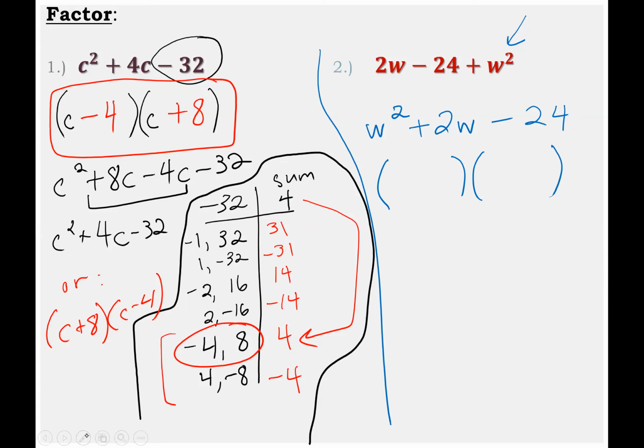Okay, last time we were able to start with C at the beginning of each of our parentheses. This time it'll be W. W times W is W squared. This time we need our last 2 numbers to have a product of -24 and a sum of 2. Okay, make my little chart. Again, I'm sure some of you can just sit there and think of the numbers, that's fine. But I'm trying to show a systematic way of getting there if you can't just think of them automatically.